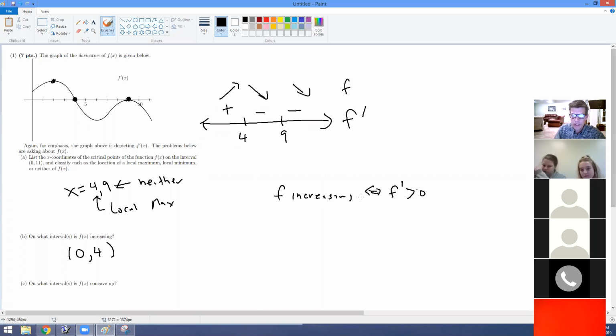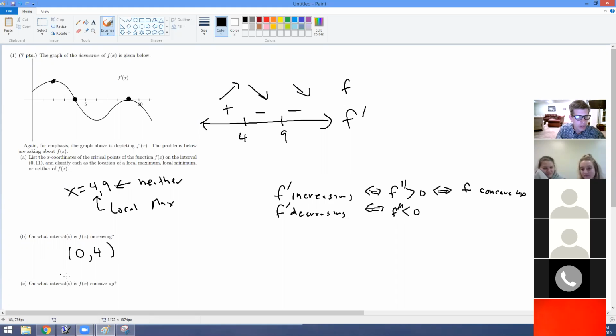Positive. And if we turn it around, f is decreasing when f prime is negative. Now if we take those and turn them into statements about the second derivative: the second derivative is positive when f prime is increasing, and the second derivative is negative when f prime is decreasing. Is that good? Positive second derivative means what about f? Concave up. And that's what we're after here.